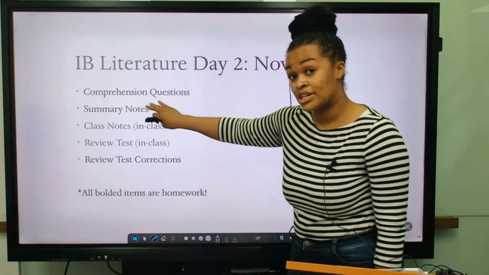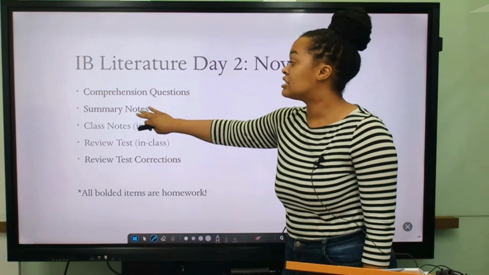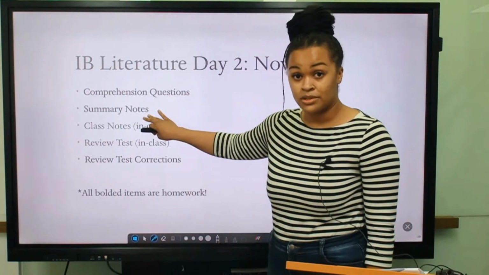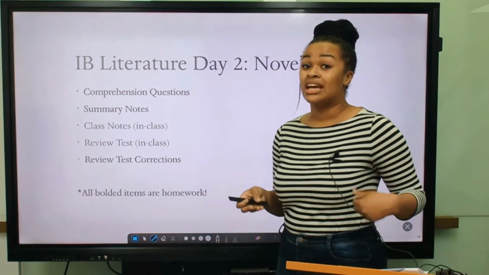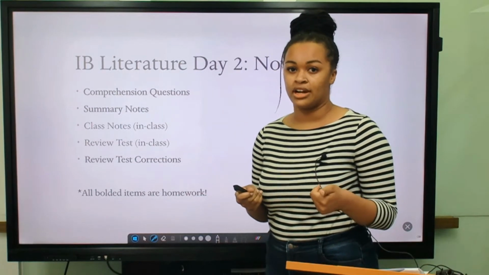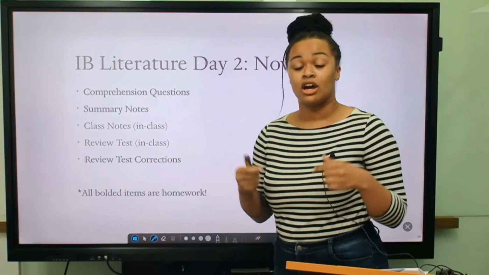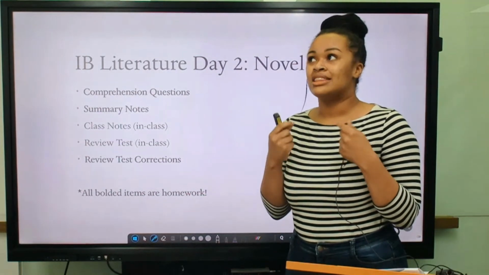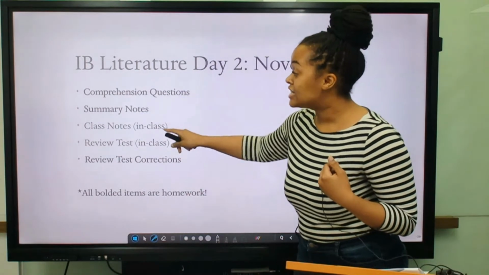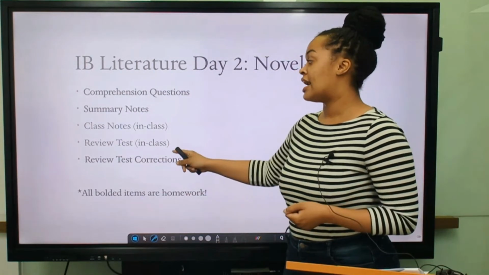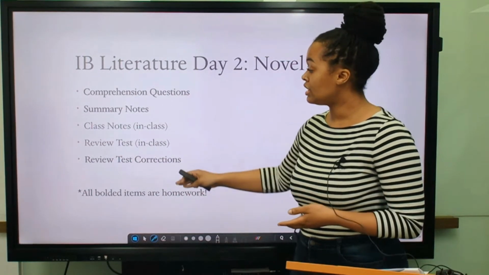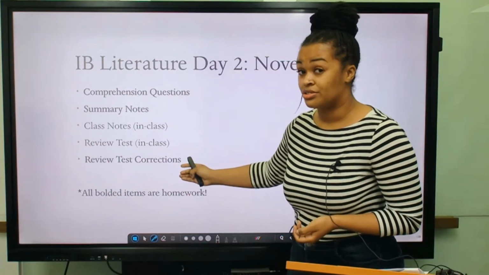So comprehension questions, these are in their handbook. And the summary notes, that is where students will write 5 sentences reflecting on the chapters that they were assigned to read. Again, they can utilize those WH questions. So who in our story, who is the character, where does our story take place, what is happening in those chapters, and they can think, why is this important? What can happen next? In class, we will do class notes together, and then I will give them a review test. The review test is always 10 questions. At home, they must do the review test corrections.